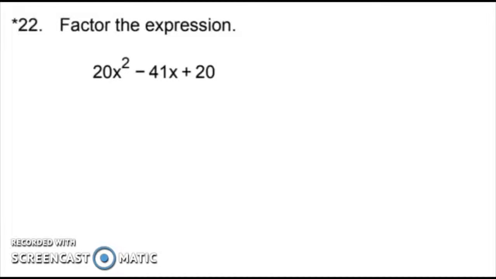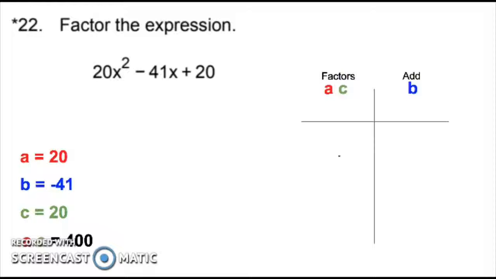Number 22, it says factor the expression. First thing is to make sure there are no GCFs, which in this one there is no GCF for those three numbers. So then I write A, B, and C. A is 20, B is -41, C is 20. A times C is 400, and B is going to be -41.